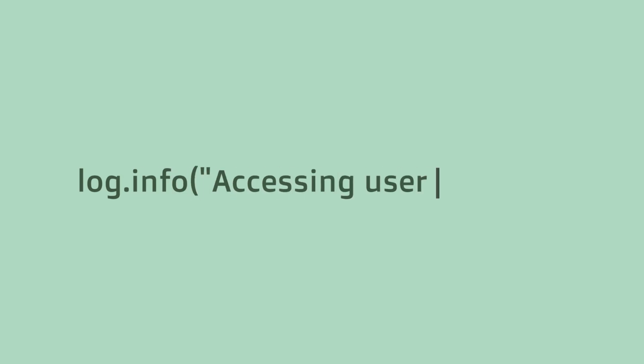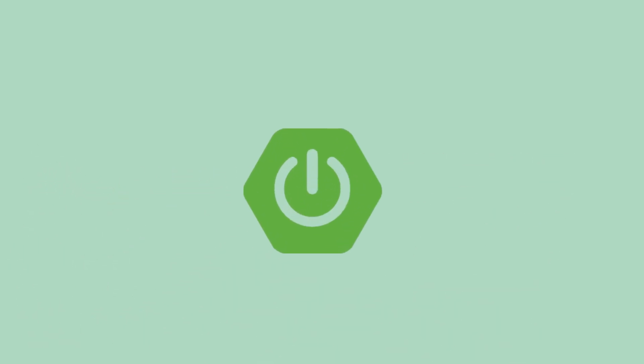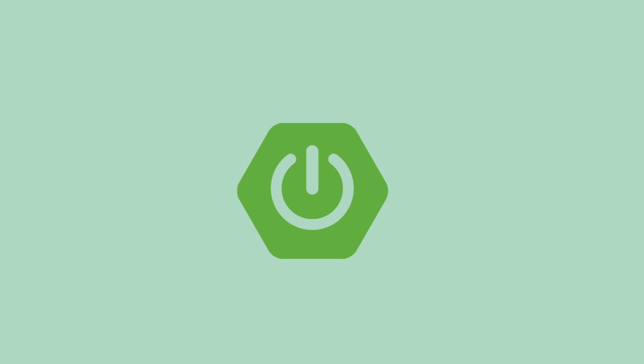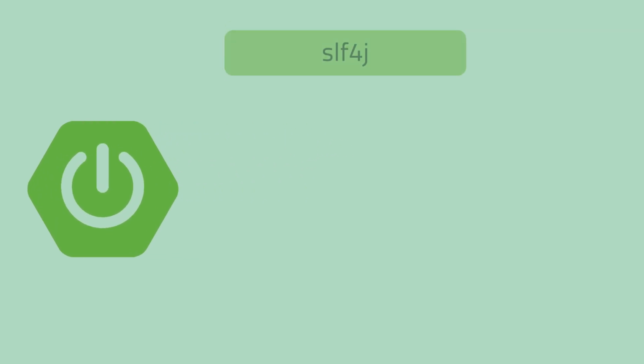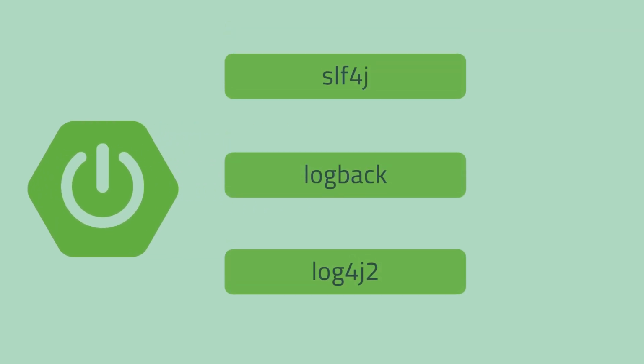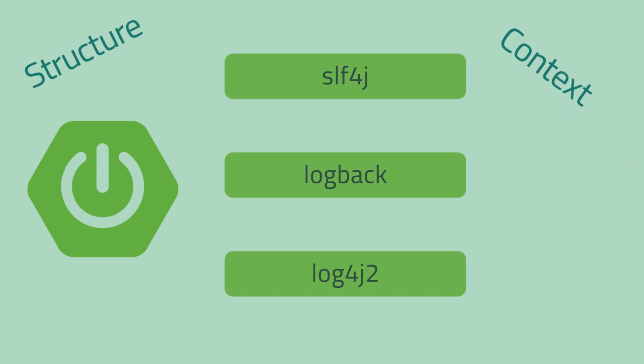If you think logging is just about printing to the console, you're missing out on some serious superpowers. You've seen log.info a thousand times, but do you really understand how logging works in Spring Boot? Why does everyone talk about SLF4J, Logback, and Log4j2 together? And how can you go from basic logging to production-grade logs with structure, context, and rotation?